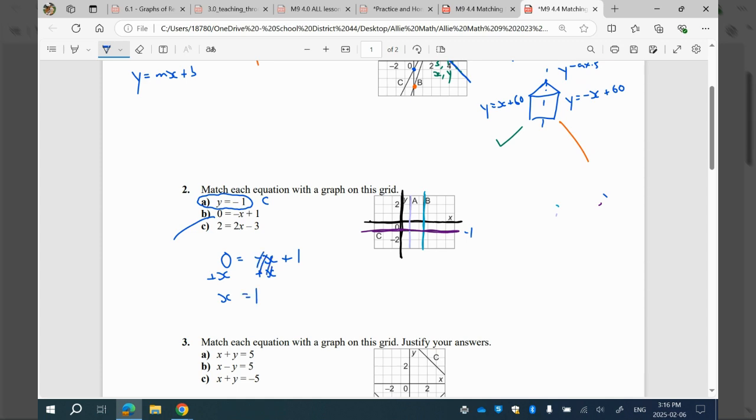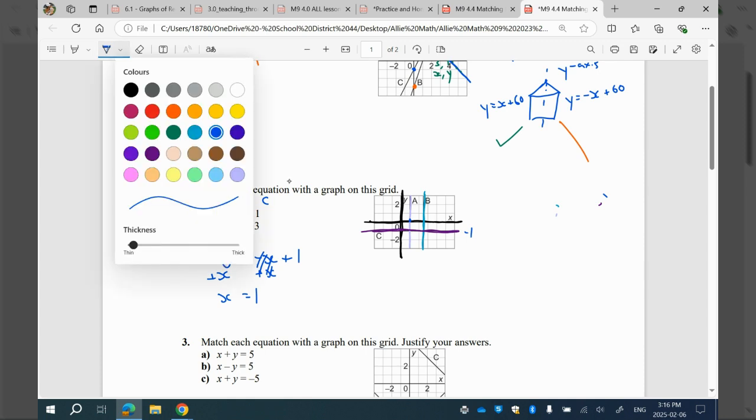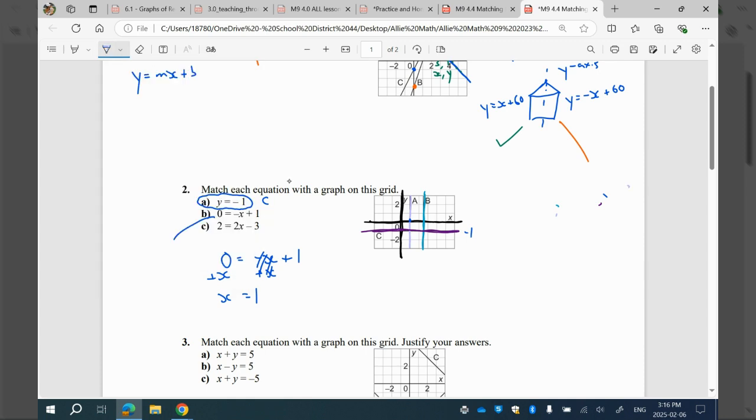We'd be left with x equals 1, since the negative x cancels out. Can we find a line where x equals 1? Looks like that's 0, and that's 1 right there. So yes, it looks like that line. And remember what I said about an equation meaning this information is true. Is it true that 0 equals negative 1 plus 1? Yeah, that's true. So we know that line is line A.